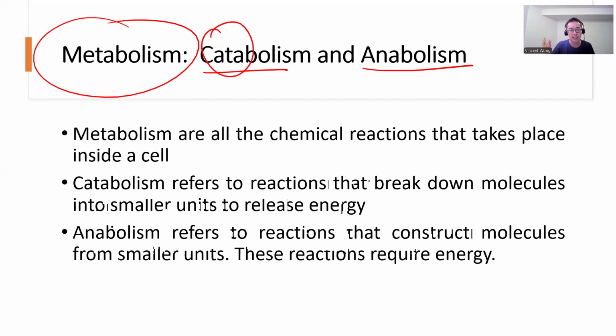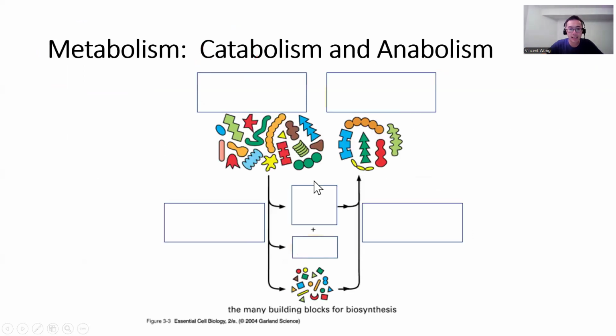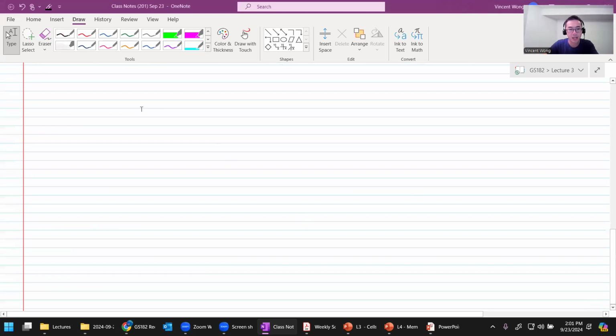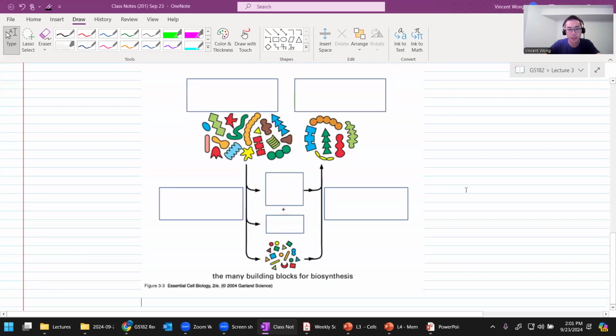On the other hand, anabolism is building things from smaller molecules. Right? And building things is going to require energy. Okay? Whereas breaking things down, it actually releases energy. Okay? So let's take a look at this diagram. You have it in your study guide. And if you didn't print the study guide, that's fine. You can write down whatever you can and add to your study guide later on.